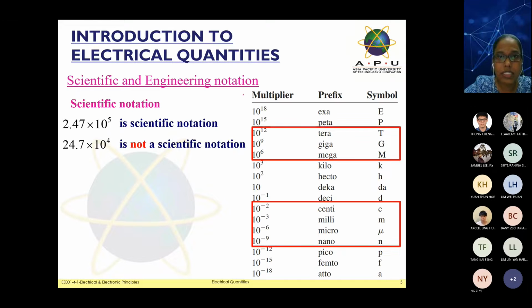In terms of this one, just have a look at this slide. You can see the multiple, which they call a prefix, and at the same time you can see they wrote a symbol. Before we go deeper into this table, just have a look at the side here, scientific notation. Scientific notation means they point out the symbols or your multiple. They wrote for you 2.47 times 10 power of 5 in scientific notation, and the same thing they wrote here, 24.7 times 10 power of 4.